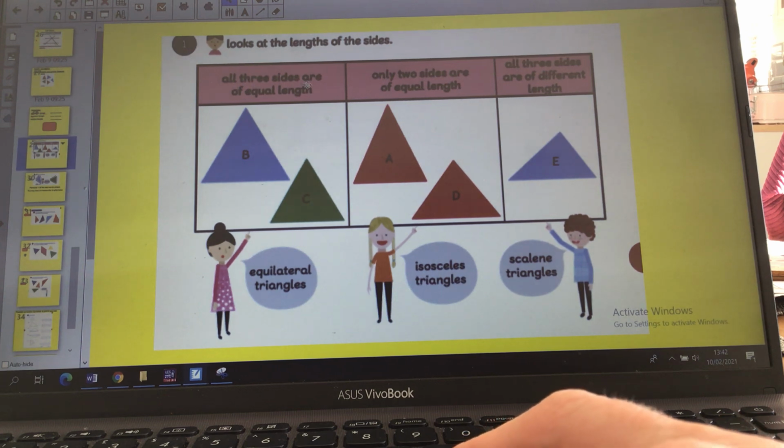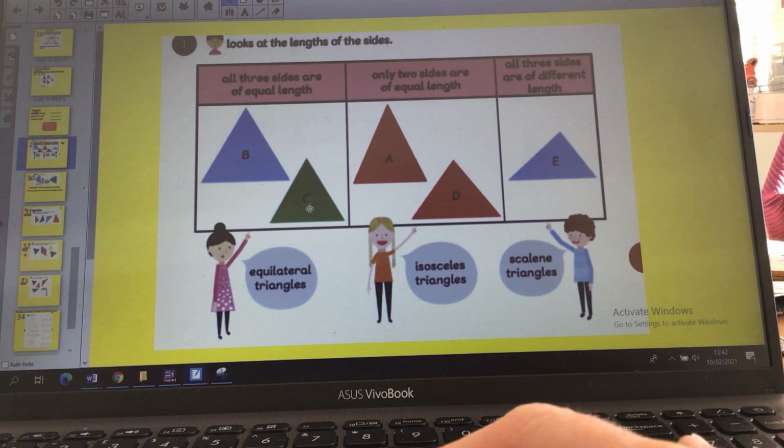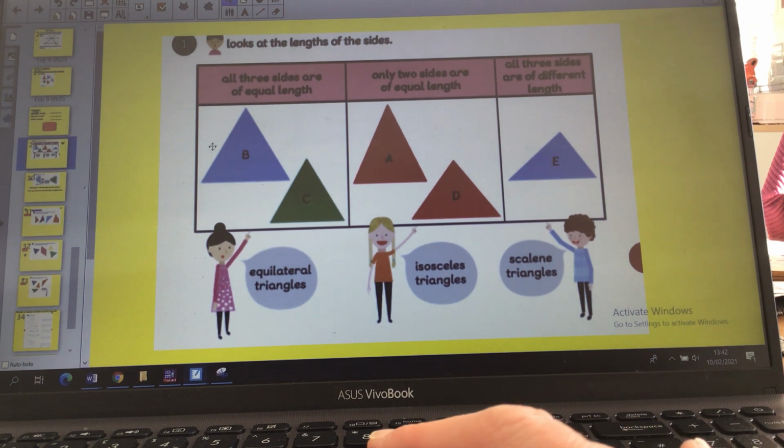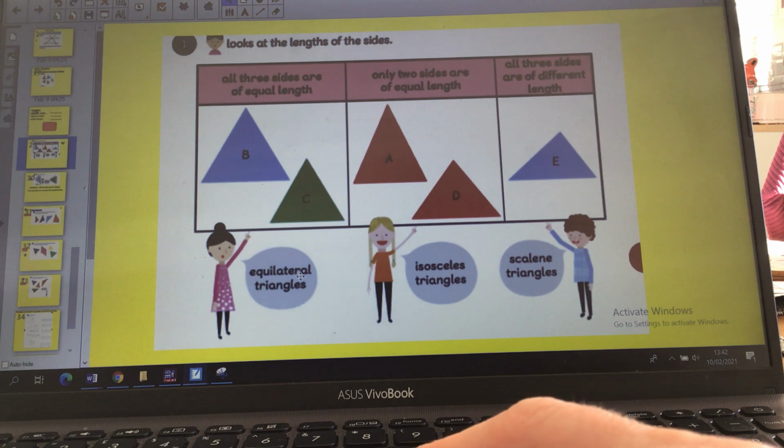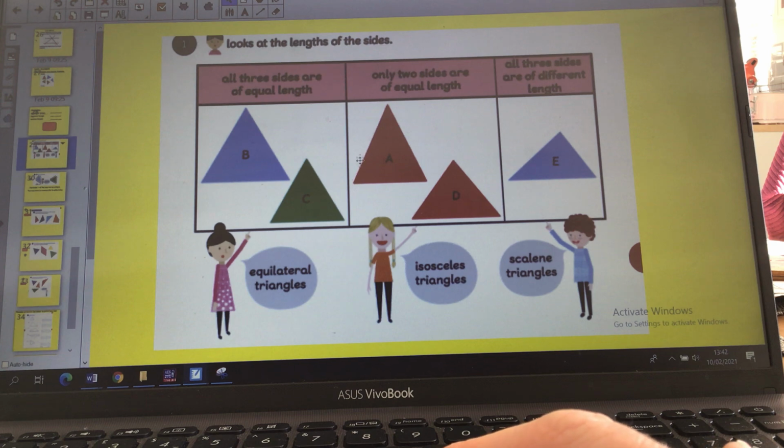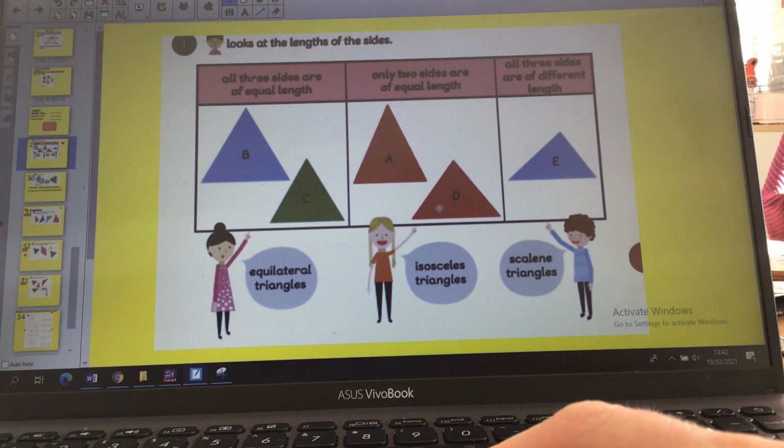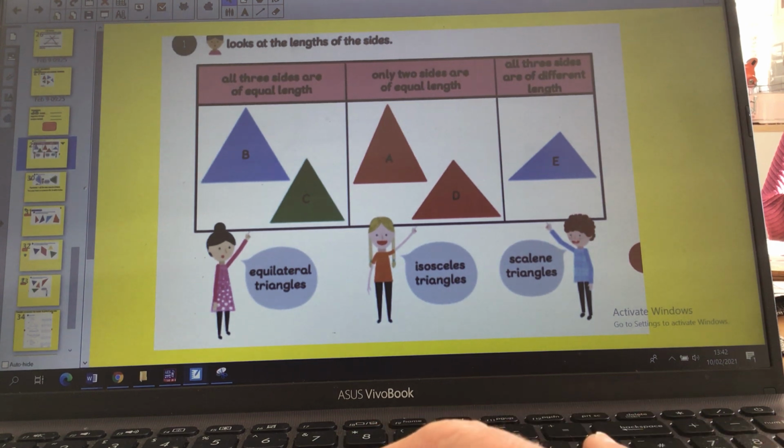So this one, all three sides are equal, B and C. So she has measured them all. They go into this box because they are equilateral triangles. Only two sides are of equal length. So you can see this side here is equal to this side because they're the same length on that one. And on D, this side is equal to this side. So they are isosceles triangles. And quite a difficult one I always find to draw is this one, which is a scalene. All sides are different length. Okay, and that's how we can sort those triangles.